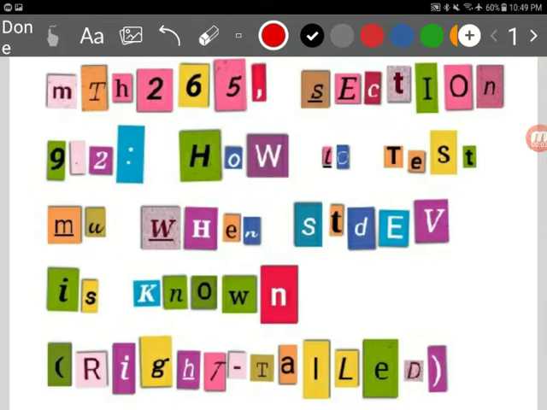Hello class, we are in section 9.2 and we're going to look at how to test the mean when the standard deviation is known, and we're going to focus on a right tail test. I will be going through the textbook to go over some of these problems, so it's very important that you have your textbook out. Also, it may be wise for you to go ahead and open up the Desmos scientific calculator, or if you have your TI calculator, you can go ahead and take that out as well.